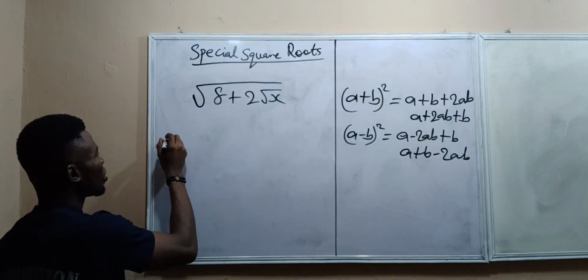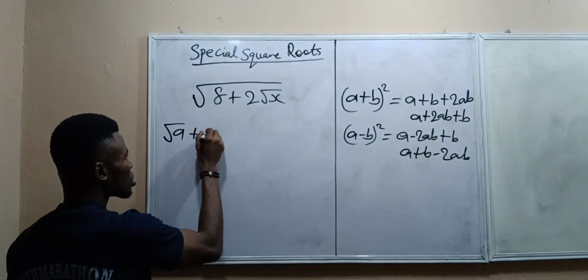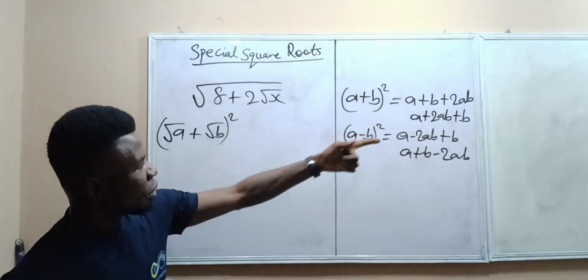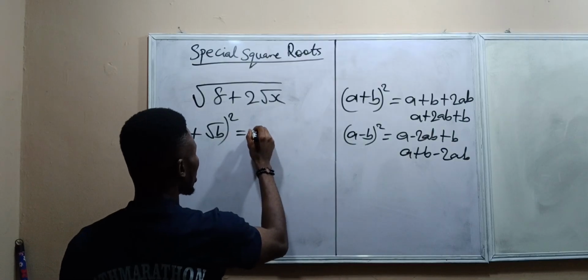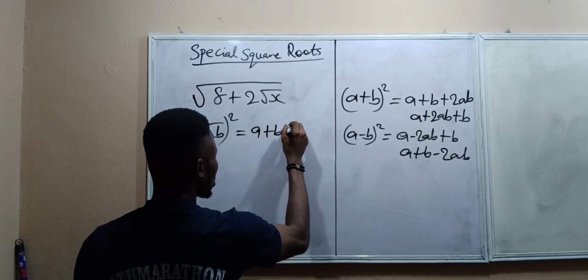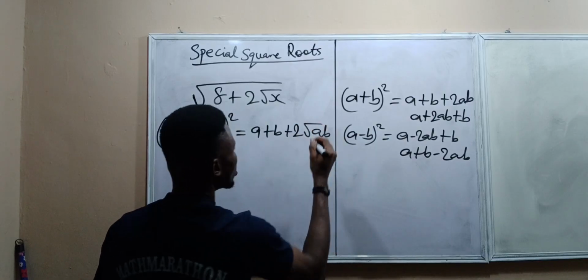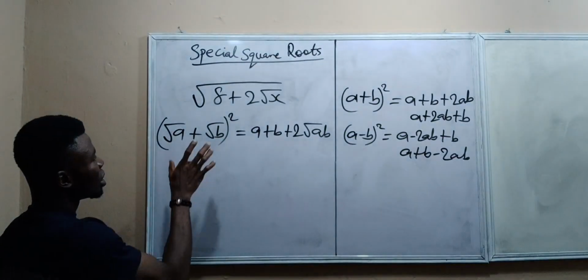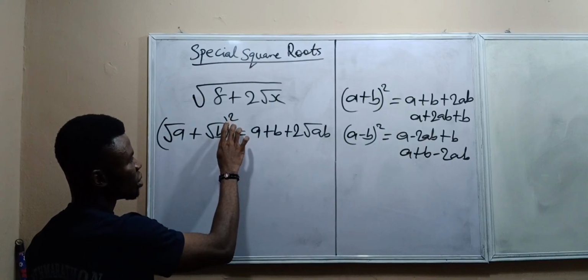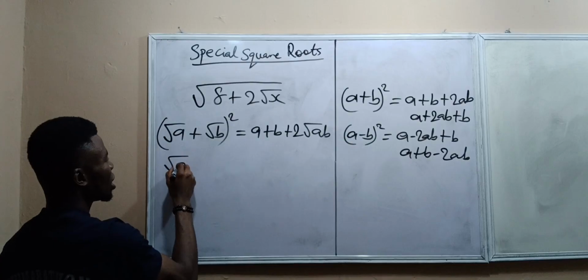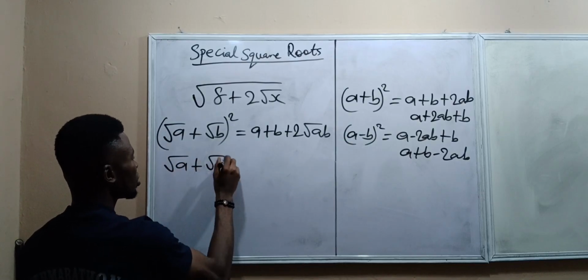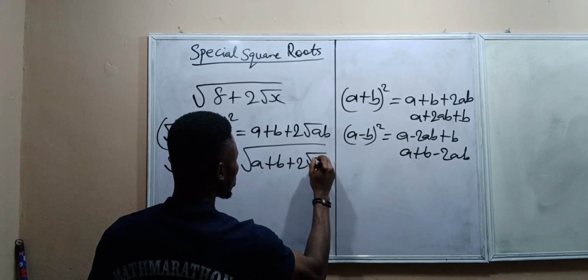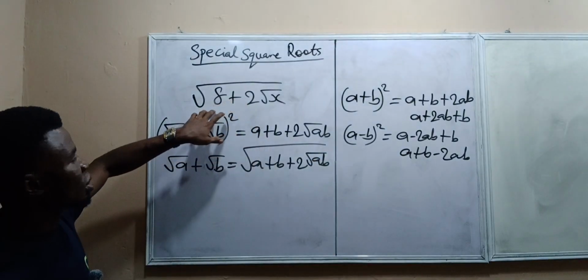For special square roots, we have something like square root of a plus square root of b, all squared. What do you think we will get if we expand, following this rule? We get something like a plus b plus 2 square root of ab. If you want to do it, you can do it on your own, and then you see you get this, right? And then if you take this square to the other side, we have that square root of a plus square root of b will be equal to square root of a plus b plus 2 square root of ab, which looks exactly like this one, is it not?